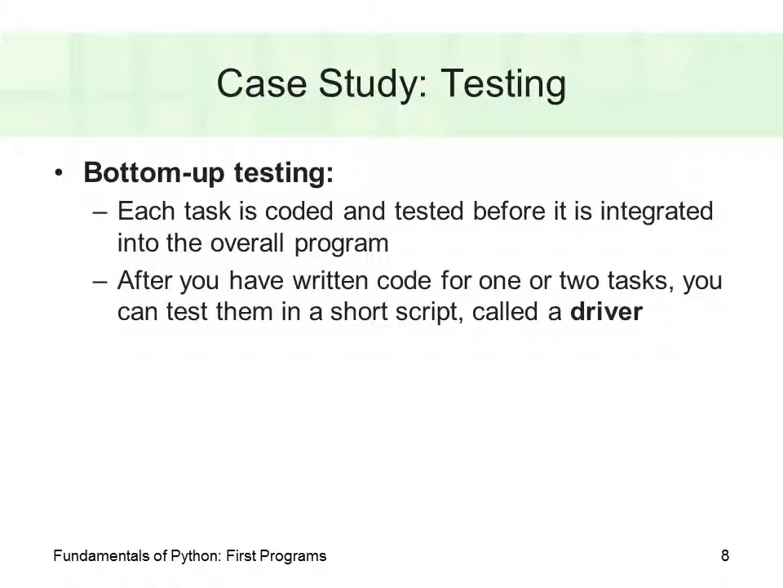And as part of bottom-up integration, you might do some bottom-up testing, where you actually take a little part of your program, not the whole thing. This is sometimes called unit testing, and you test that little portion first before you integrate it with the rest of your program. So using bottom-up testing, each task is coded and tested before it's integrated into the overall program. And after you've written the code for one or two tasks, instead of putting it all together, you actually use something called a driver to test them in a short script.